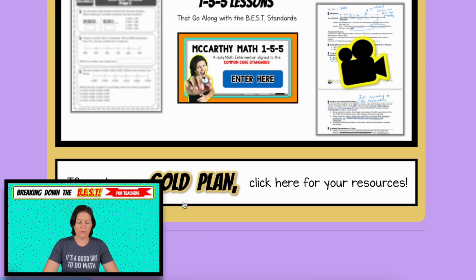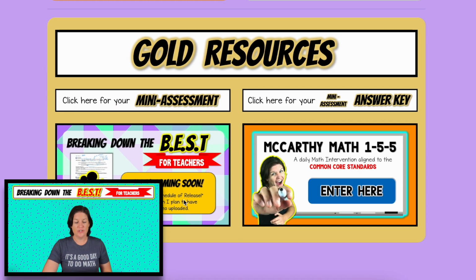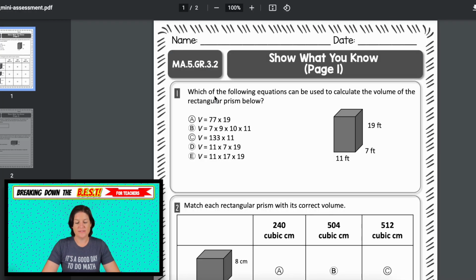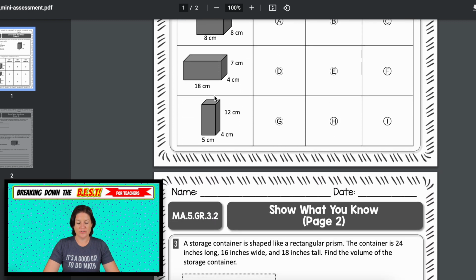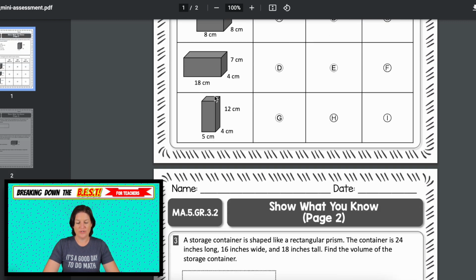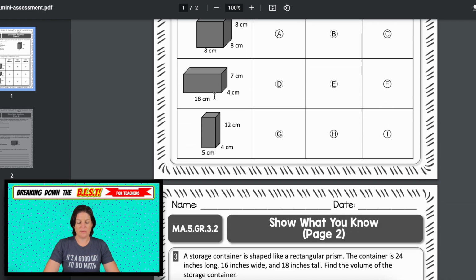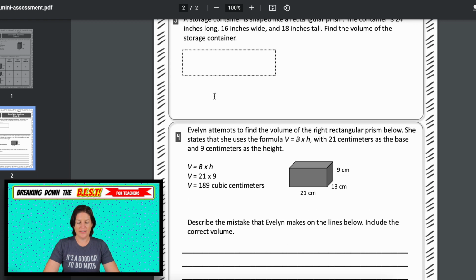And if you have the gold plan, you have access to everything we've gone over, plus you have a mini assessment. The mini assessments are about 4 to 5 questions for each standard. This one I think has 4. And you can see it's a variety of question types here. Some of them have visuals, some do not.